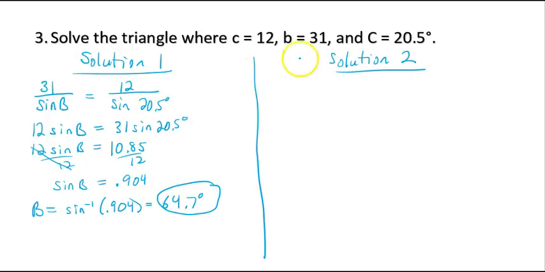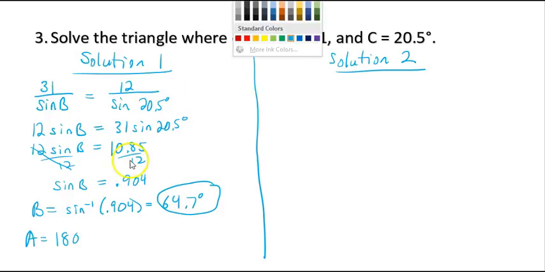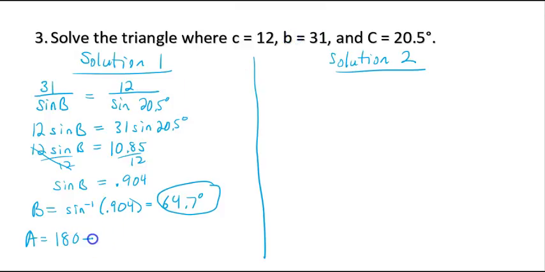Now, the next thing that I can find, because I have 2 angles now, is angle A, since my triangle has to add up to 180. So I'm going to do 180, and then minus the 20.5, which is angle C, and the 64.7, which was angle B. That gives me 94.8 as my angle A. So now I have all 3 angles and 2 of the sides.